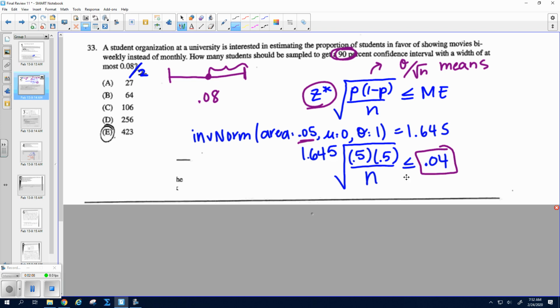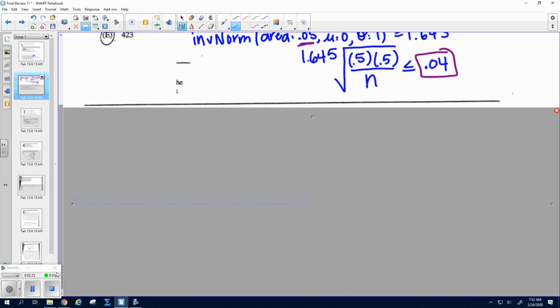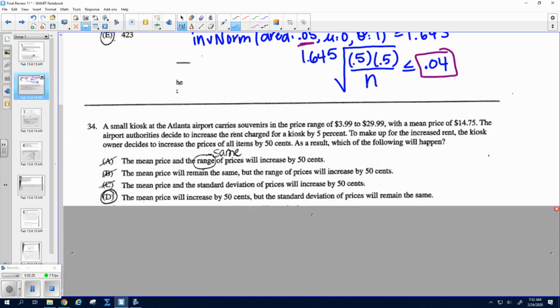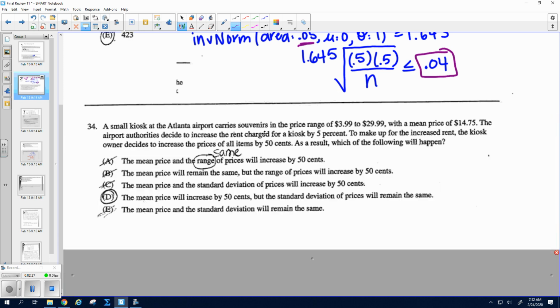Okay, solve this and always, always, always round up. So don't just pick the closest answer to what you get. You want to have at least that number. So you want that number that you get or more. So pick the next biggest number if the exact number is not on there. So it's E.